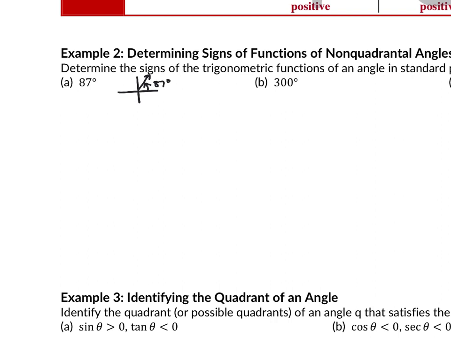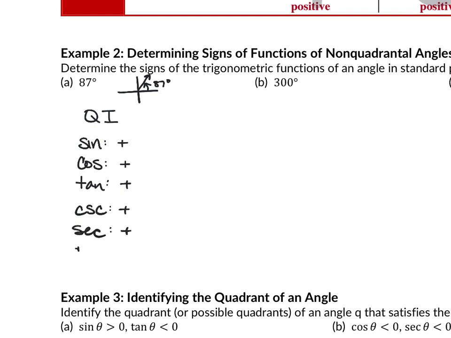So we need to determine the signs of all 6 trig functions. Since this is in quadrant 1, it's my "all" quadrant, which means if we were to find sine, we'd say it's positive. If we were to find cosine, it's positive. If we were to find tangent, again, it's positive. The same goes for all of the reciprocals: cosecant positive, secant positive, cotangent positive. That makes sense? Okay, I already want you to try some on your own because it's pretty simple.